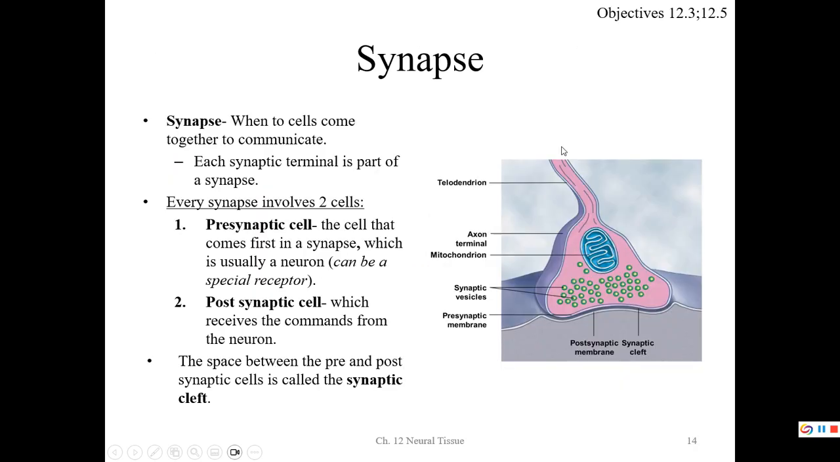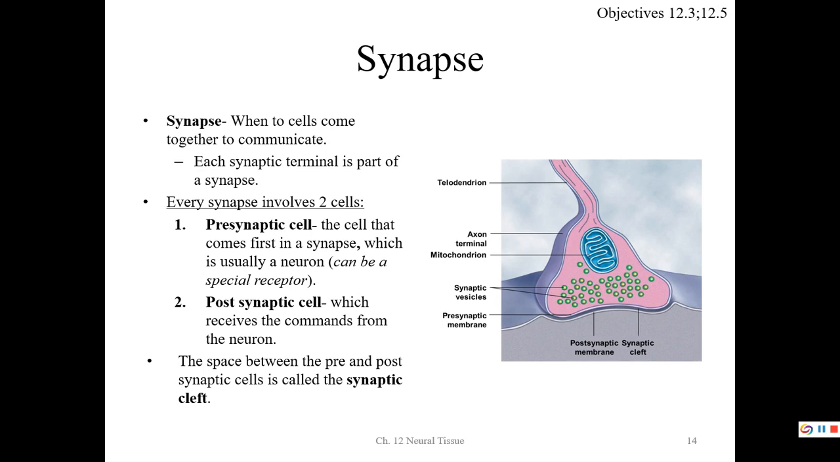Now let's talk about a synapse. We did the model synapse. We did the neuromuscular junction. That is the model synapse. If you can understand it, you understand a synapse quite well, and you'll really do well when you do certain drugs.